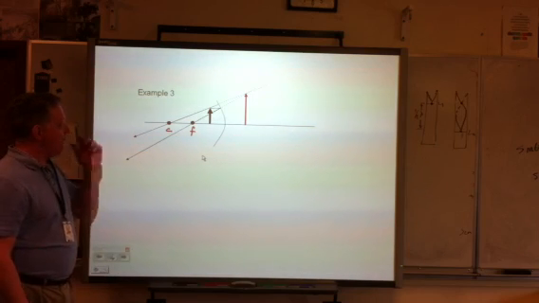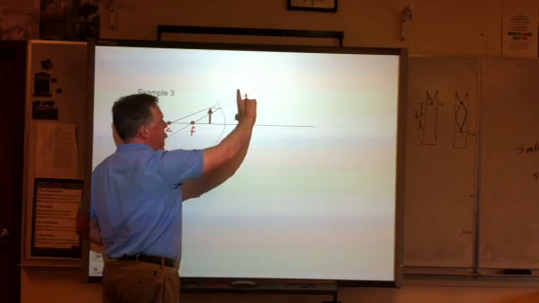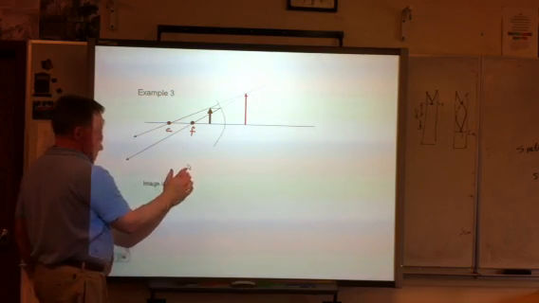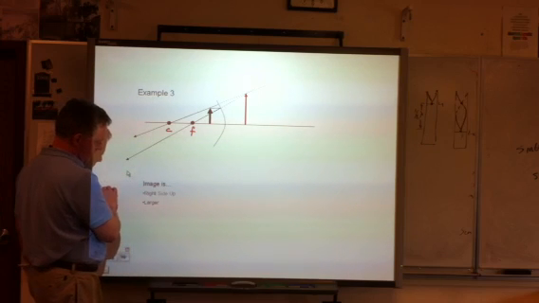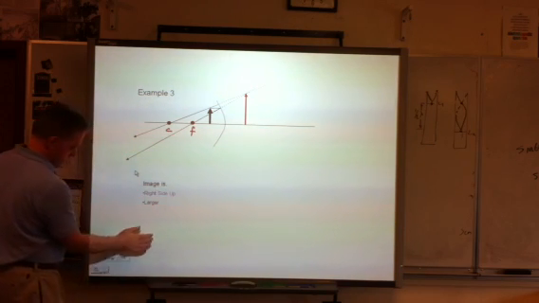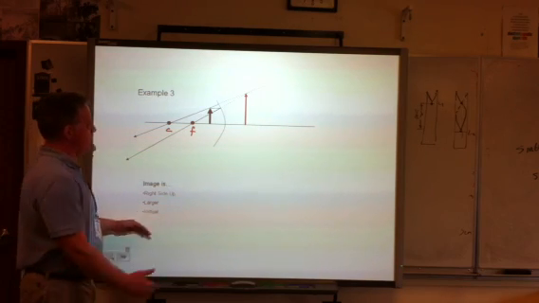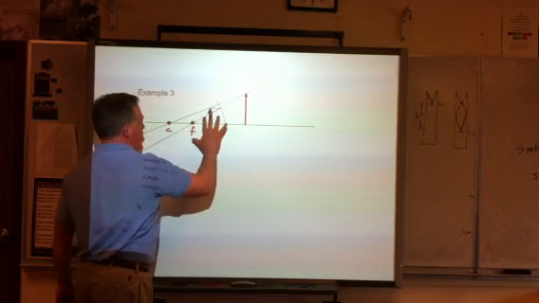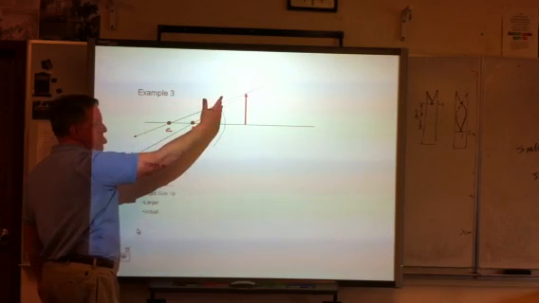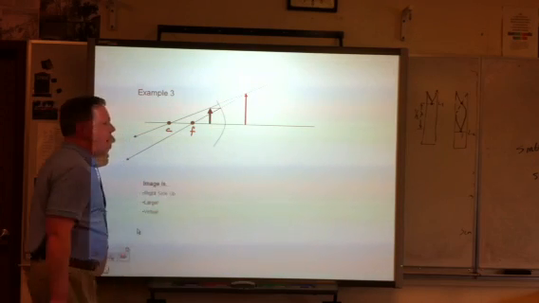Now, I have to describe it. In this case, it's going to be big, and it's going to be right side up. But since the light can't get there, I'm going to call it a virtual image. So right side up, larger, and virtual. Virtual meaning I couldn't form it on a screen there. If you're over here looking at it, you'll be able to see this big image, but you couldn't put it on a screen or on film and see it.